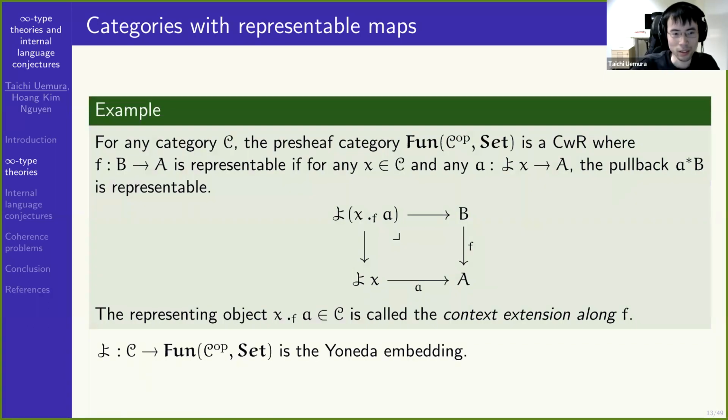And the motivating example is a presheaf category. In a presheaf category, a map f from B to A is representable if for any object in the base category and a section of the presheaf at the bottom, if we take the pullback, then it is representable.